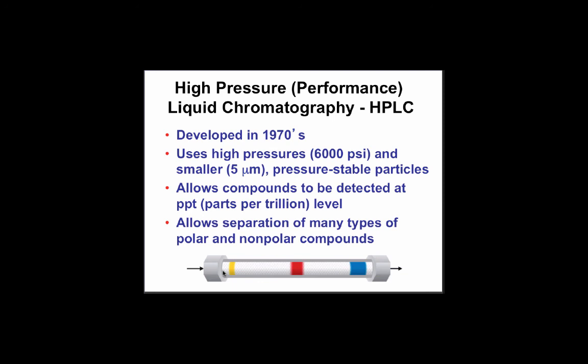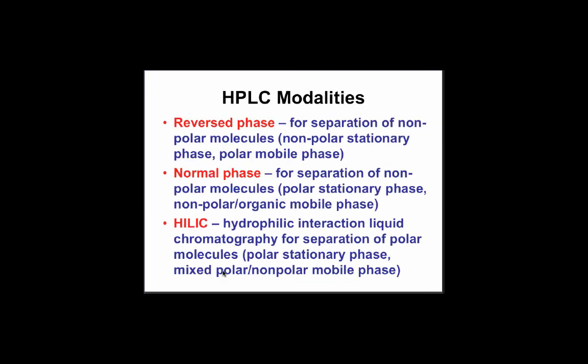High pressures, 6,000 pounds per square inch, and small particles, 5 microns, which are typically decorated with some kind of hydrophobic chains. It allows you to separate things, allows you to detect things at very low levels. It's widely used in the field of environmental chemistry, but many other applications. And you can separate a whole range of small molecules and even large molecules. So three major forms of HPLC.